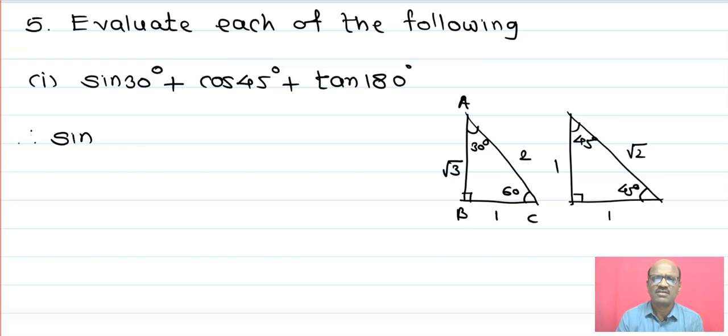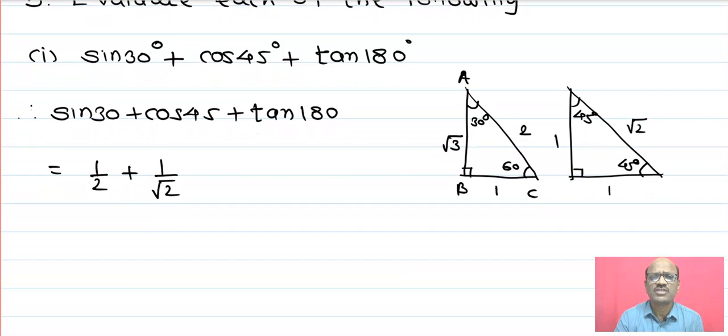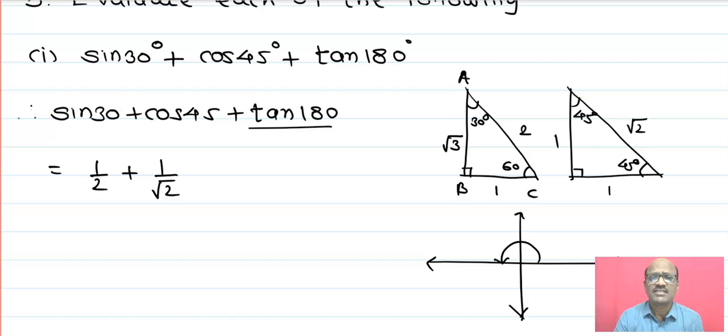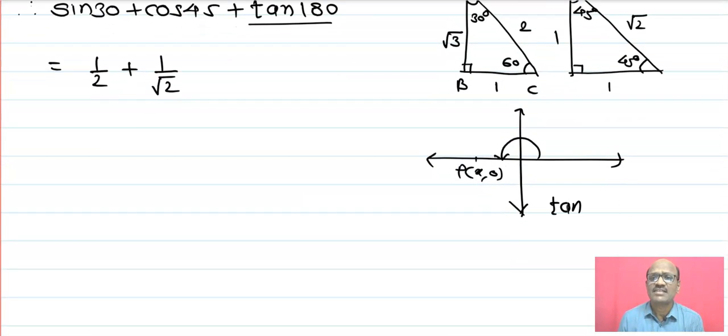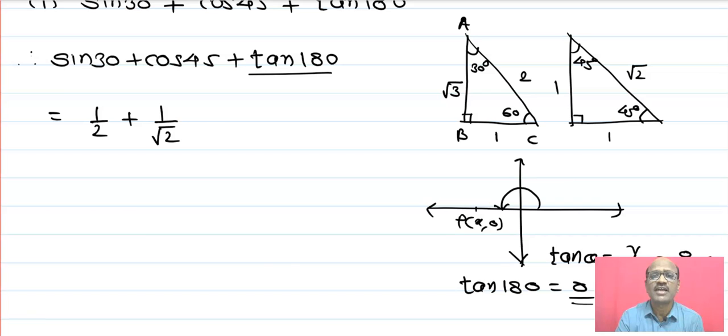Now you can find out the value of any trigonometric function by using these. You must know first of all the definition of that trigonometric function. Now see this here. Sin 30 means opposite side upon hypotenuse, that is 1 by 2. Cos 45 is adjacent side upon hypotenuse, that is 1 by root 2. And what about tan 180? Now see this, tan 180 comes on the x-axis and the coordinate of the point P is x comma 0, and the definition of tan theta is y upon x, and y is 0 there, therefore 0 upon x is 0, therefore tan of 180 is 0.